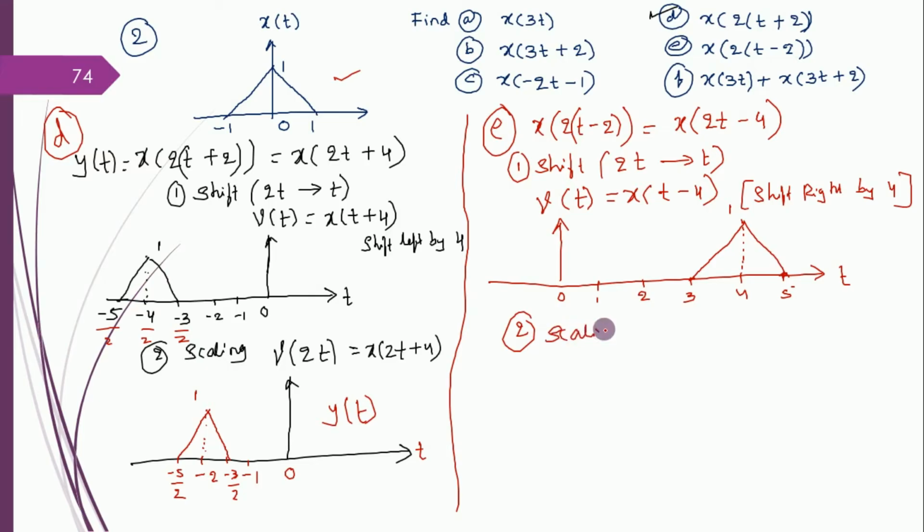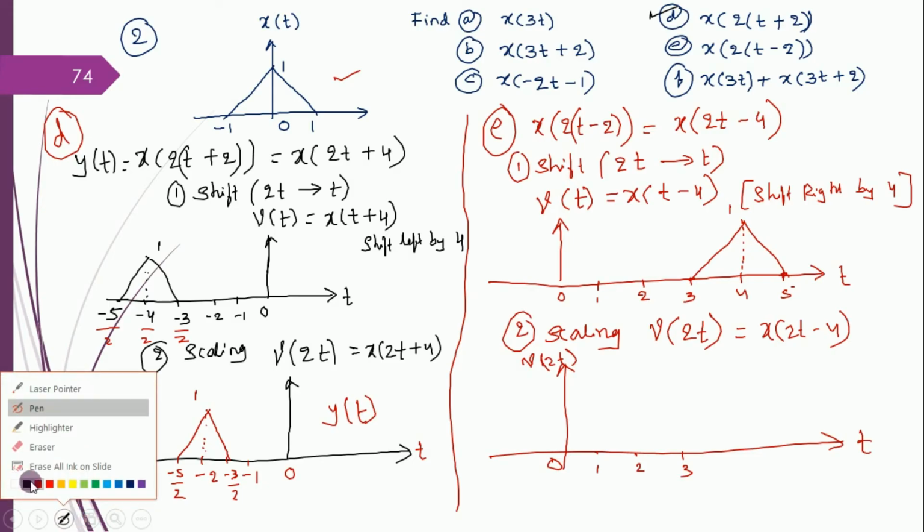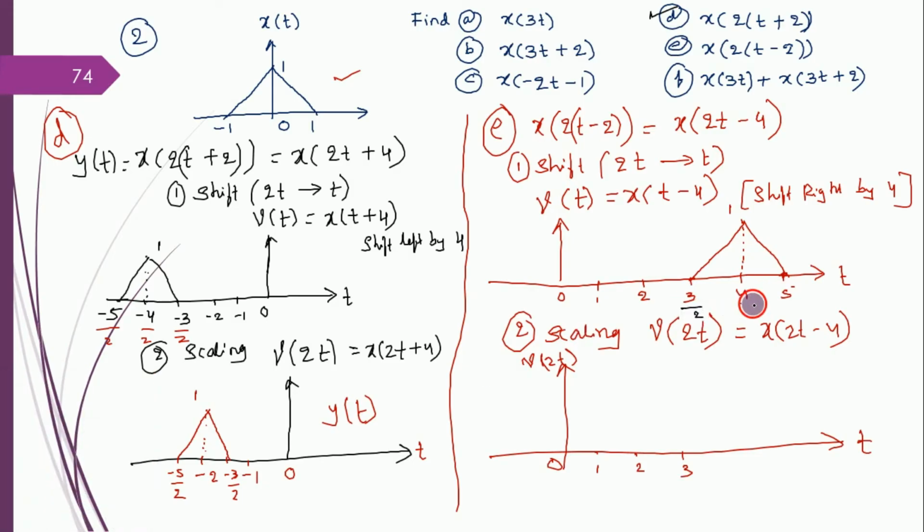Okay, so with this we are going for the next one, that is the scaling of the intermediate signal. This is an intermediate signal, so scaling should be done by 2t, which is nothing but x of 2t minus 4. That is what has been asked. This is v of t, this is t, v of 2t it is, which is the final answer. 0, 1, 2, 3, I think it is sufficient. So what I am supposed to do, 2 is a scaling factor, so I am supposed to take it to the denominator of the previous signal.